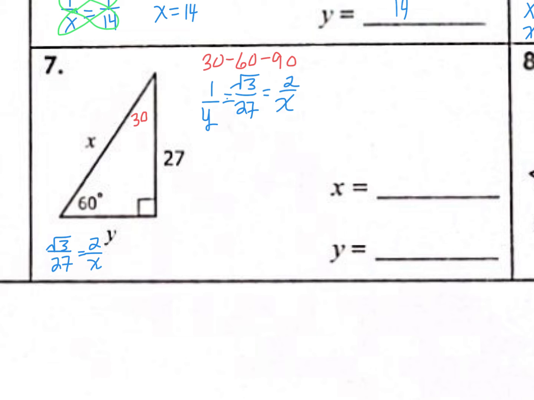So let's cross multiply. I'm going to do x times the square root of 3, and then 27 times 2, which is 54. So this one's going to create an issue. When we solve for x, we have to undo it being multiplied by the square root of 3. We have to undo it by division. So I'm going to divide by the square root of 3 and divide by the square root of 3.